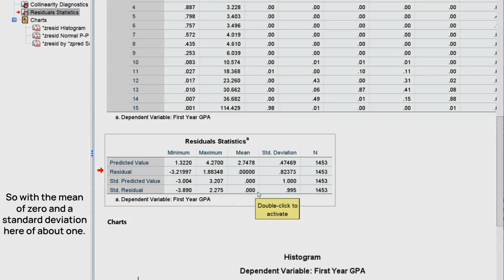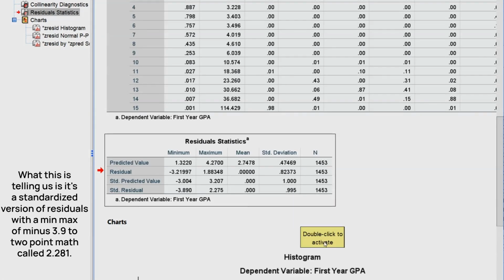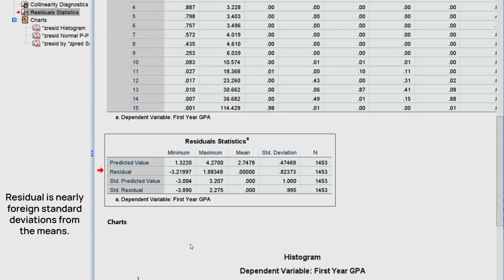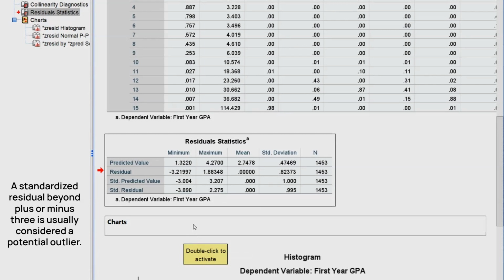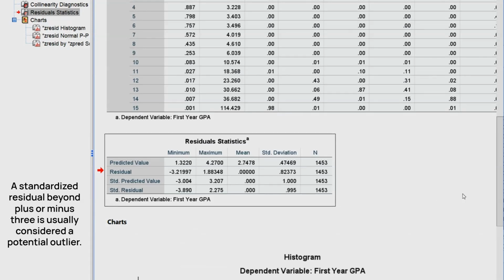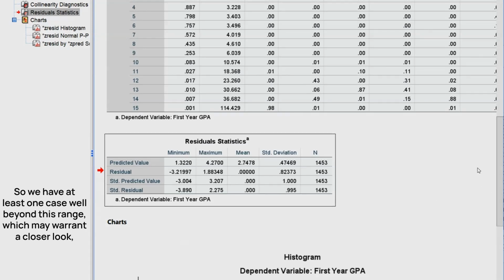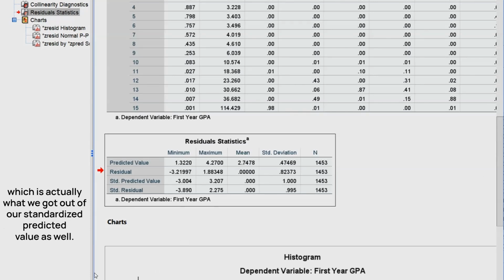And then finally, the standardized residual. With a mean of 0 and a standard deviation of about 1, this is a standardized version of the residuals, with a min-max of minus 3.9 to 2.28. But one residual is nearly 4 standard deviations from the mean. A standardized residual beyond plus or minus 3 is usually considered a potential outlier. So we have at least one case well beyond this range, which may warrant a closer look, which is actually what we got out of our standardized predicted value as well.